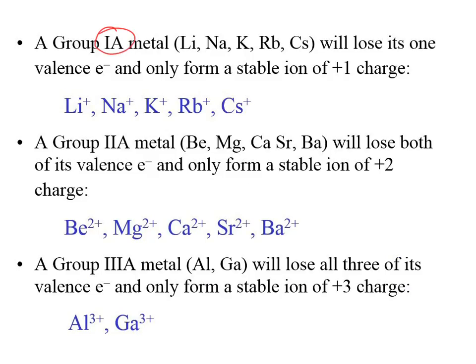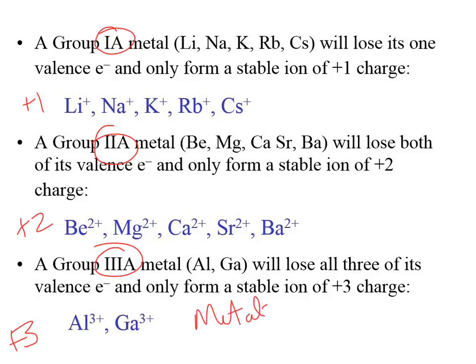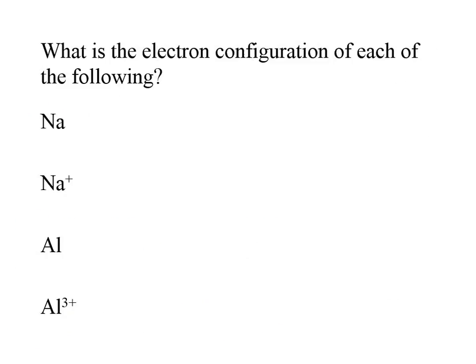1A forms a +1 charge, 2A forms a +2 charge, and 3A forms a +3 charge. Now this is the 3A metals, remember. So it's under the JAG. Okay. So I feel like we kind of already did this. Remember a minute ago I said sodium looks like this? So sodium has 11 electrons. For the neutral sodium atom, you would tell me 1s2, 2s2, 2p6, and then you go to 3s1.